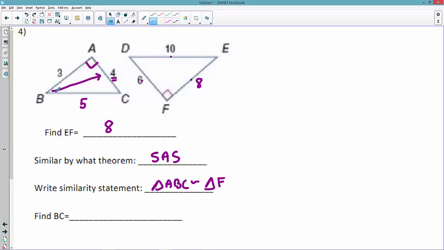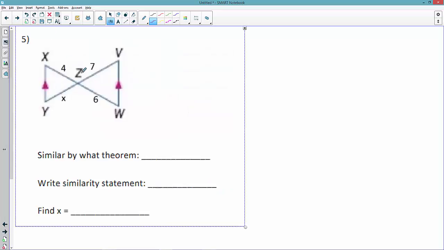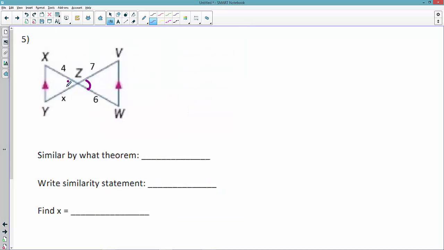Or it's the large leg, right? So B is across. So over here, what's the large leg? It's not 10, that's the hypotenuse. It's 8. And what's across from 8? D. Okay? So this is D, and of course the last letter just goes in there. Now it says find BC, which I think we already did. That was 5. Pretty easy. Okay, next problem. Similar by what theory? Well, we have vertical angles, so that's a given, but we also have corresponding angles, right?